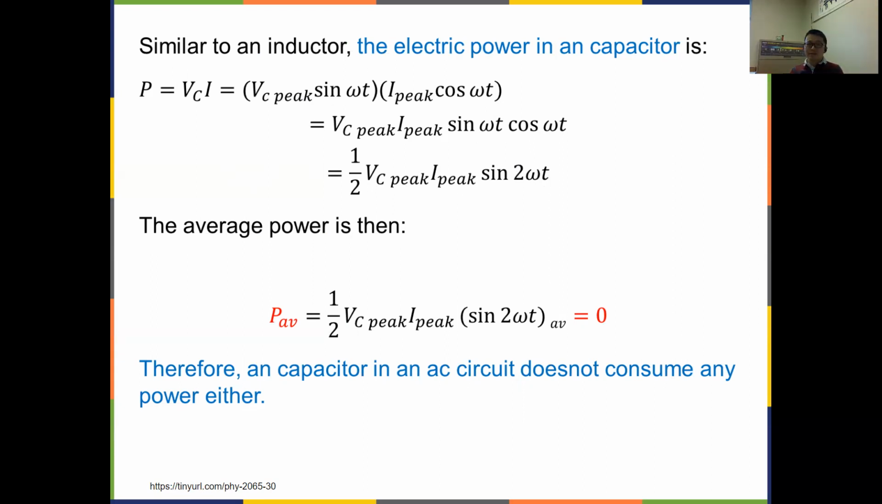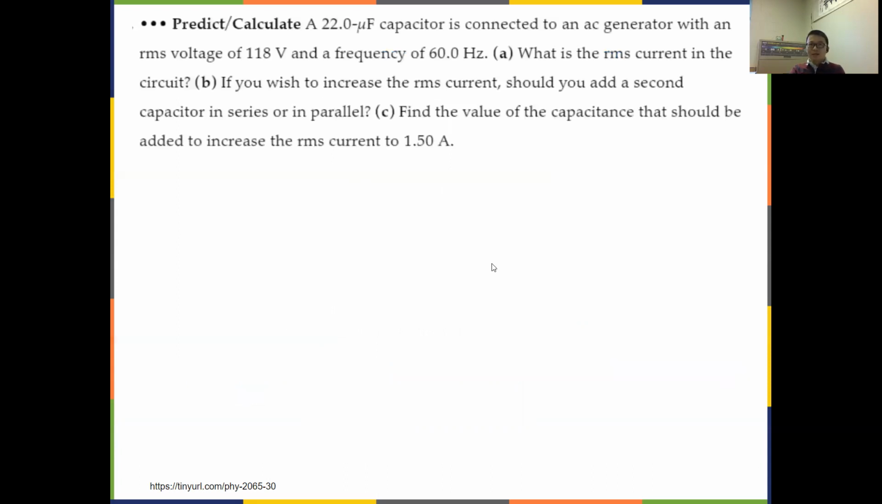We know a capacitor stores energy, so it only stores energy, just like an inductor. In both cases they store energy: one in terms of the magnetic field for the inductor, the other in terms of the electric field for the capacitor. All right, let's take a look at this example here.